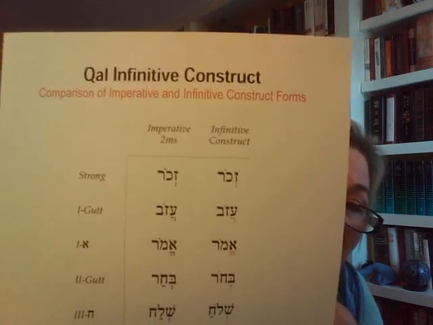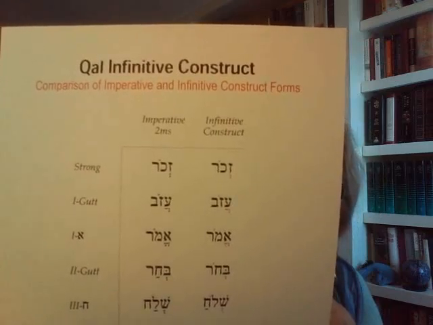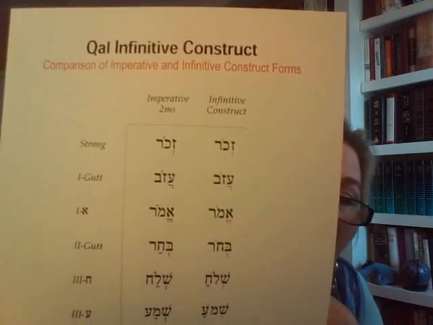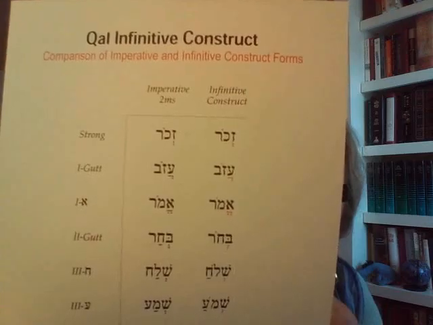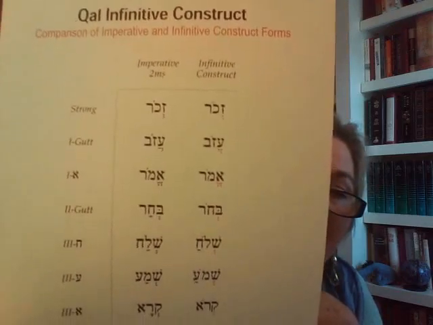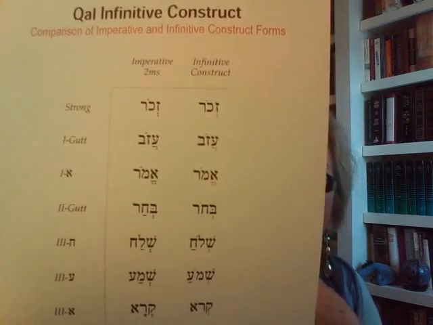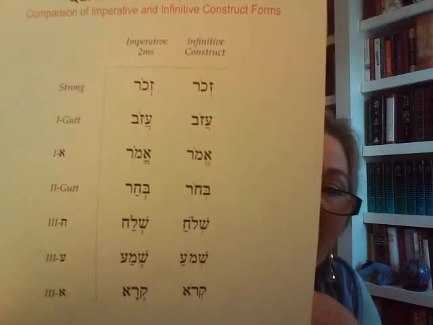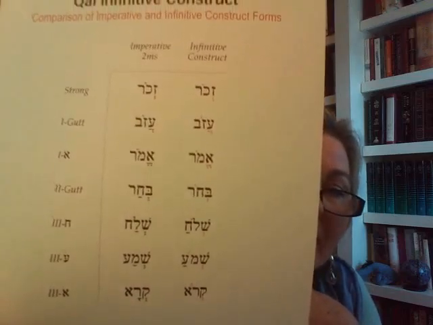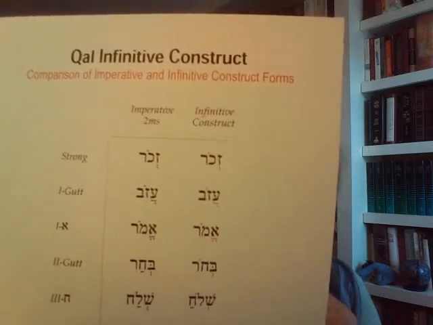Zakor, Azav, Amor, Bahar, Shalach, Shema, Kara. These are all words that you're going to be familiar with.